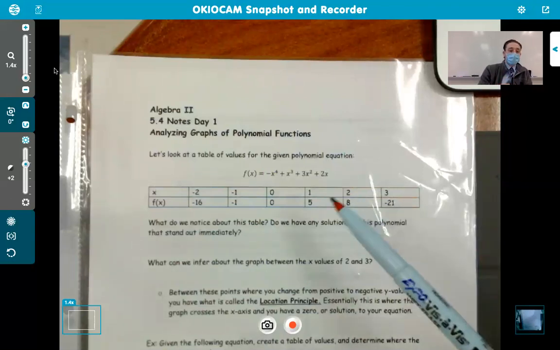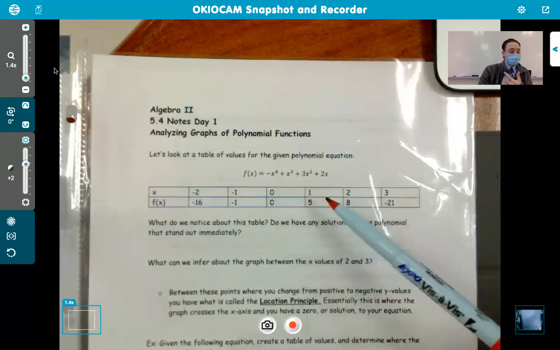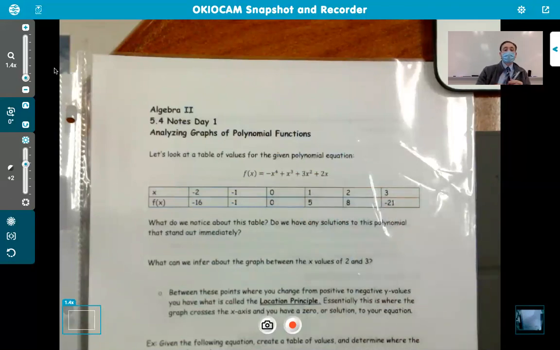If I take a look at this equation here, so I have negative x to the fourth plus x cubed plus 3x squared plus 2x, right? I took those x values, I plugged it in, I get these y values here. And the first question I have for you is, what do we notice about this table? Are there any solutions that kind of pop out or stand out to us immediately? Is there any place where I can say that's definitely a solution because I might have a 0 in my f of x? What do we think?